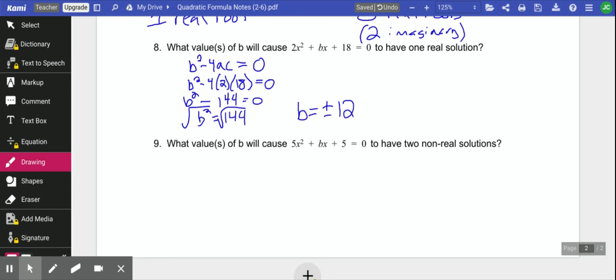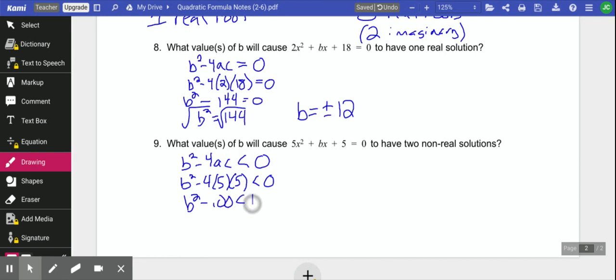All right, the last one is what value of b will cause this to have non-real solutions or imaginary solutions? Well, that happens when b squared minus 4ac is a negative number, so when it's less than 0. So let's plug in what we know. A is 5, c is 5. So we get b squared minus 100. Oops, sorry. I'm going to go ahead and add that to both sides.